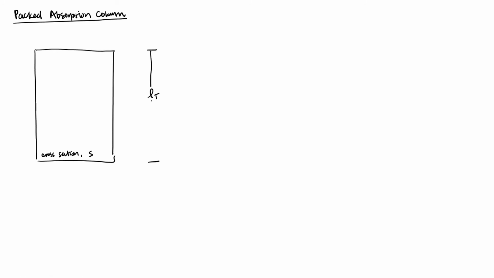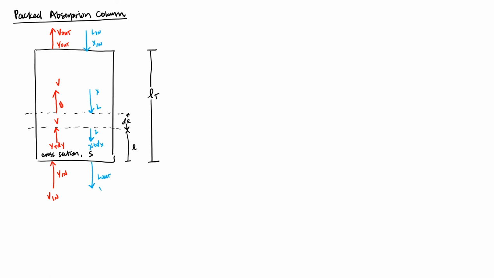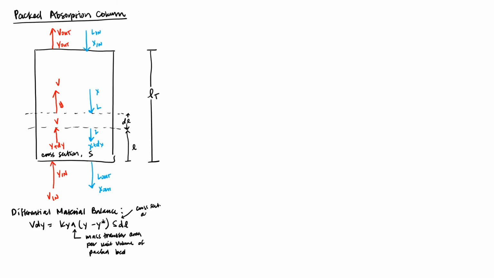Cool, thanks Dr. Gerke. Now moving on to the theory section. Here we examine a packed absorption column with counter-current vapor-liquid flow. The differential material balance is expressed here, where A is the mass transfer area per unit volume of packed bed, and S is the cross-sectional area inside the tower.